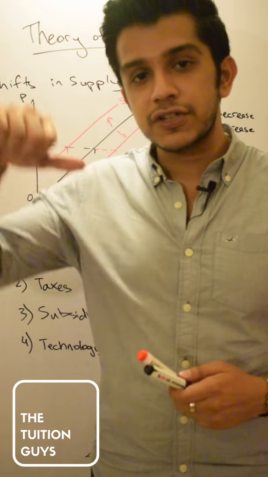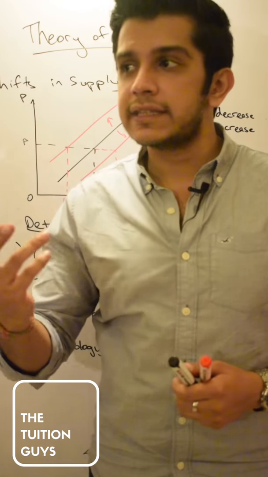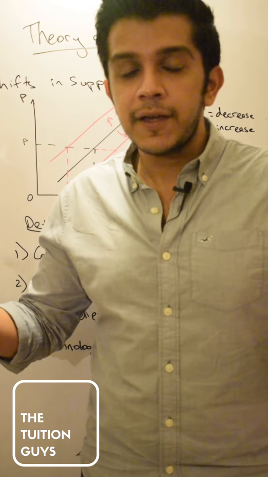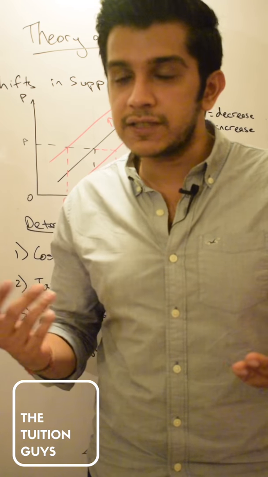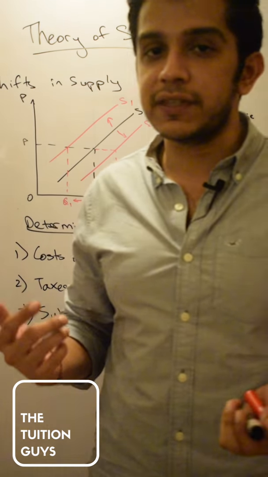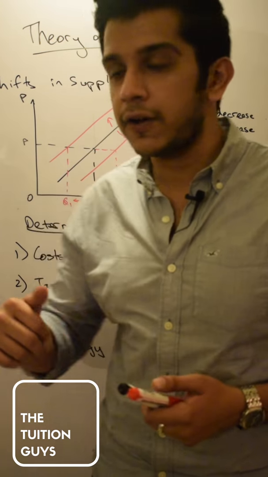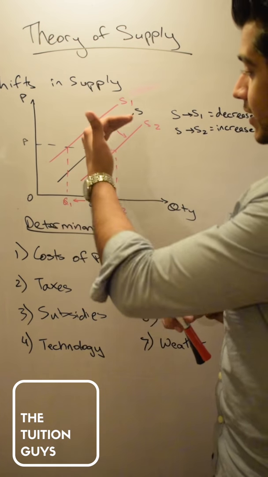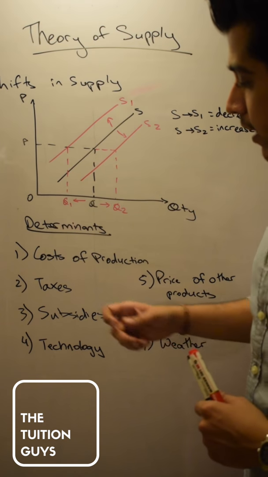So if my cost of production is going down, let's say that the labor is costing me less, I require less labor, but I have the same amount of machines, I just need less labor now to make something. So that means that my cost of production is going down and my supply will shift out. My supply will shift from S to S2 in that scenario.